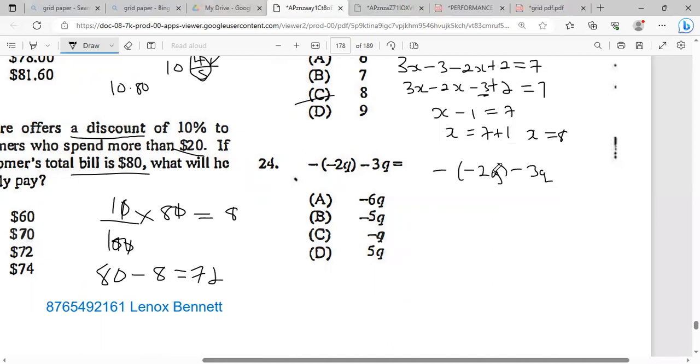All right, according to CXC, you guys are messing up this one. Negative times a negative, that's positive. So that's positive 2q minus 3q, which gives us negative q. The 3 is bigger, so that's C.